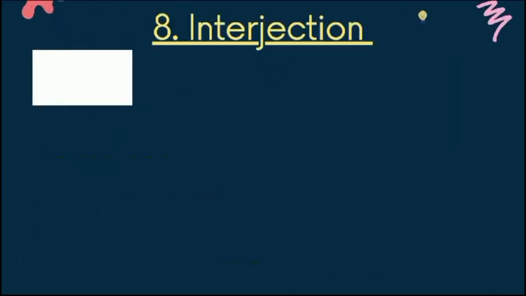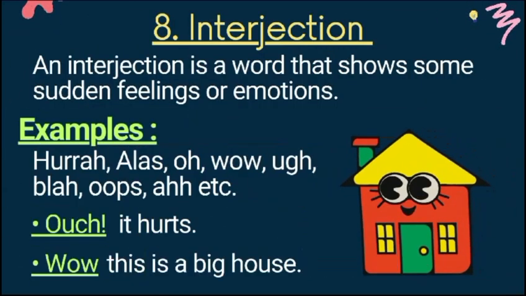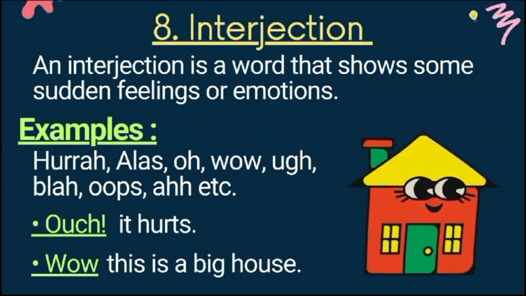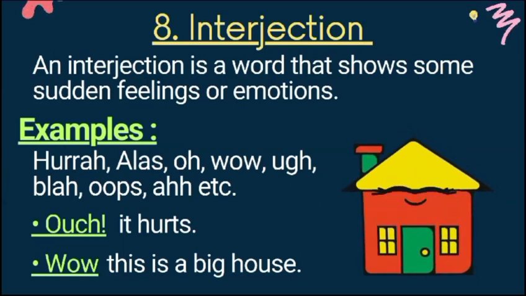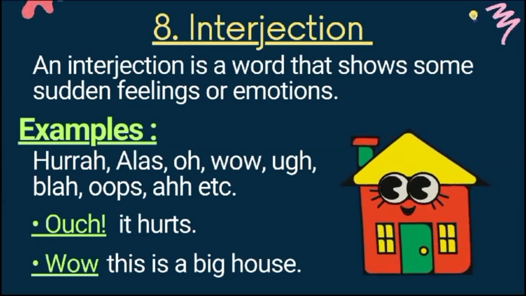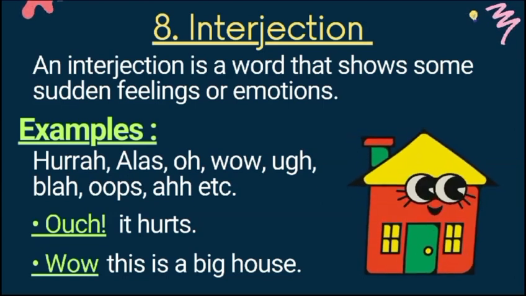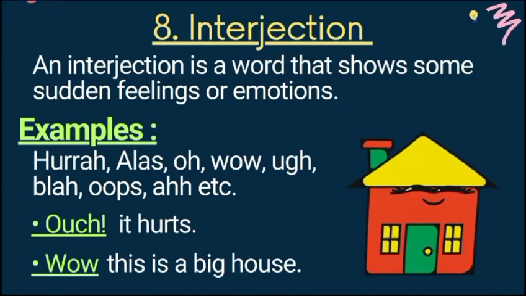8. Interjection. An interjection is a word that shows some sudden feelings or emotions. Examples: hurrah, alas, oh, wow, ugh, blah, oops are interjections. Ouch! It hurts. Wow! This is a big house. In the above sentences, ouch and wow are interjections.